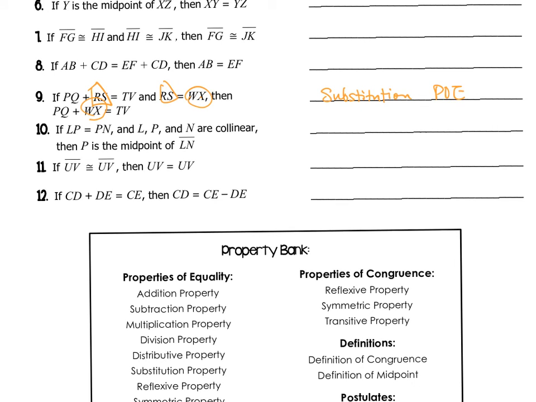Okay. Number 10, if LP equals PN and L, P, N are collinear, meaning they're the same length, this on the same line, then P is the midpoint of LN. So this is simply the definition of midpoint, which says that if a point is in between two collinear points, and it's an equal distance to the endpoints, then you've got a midpoint.